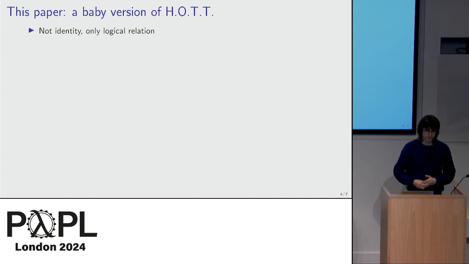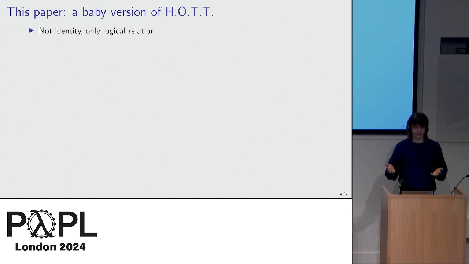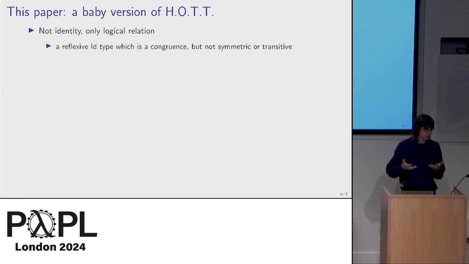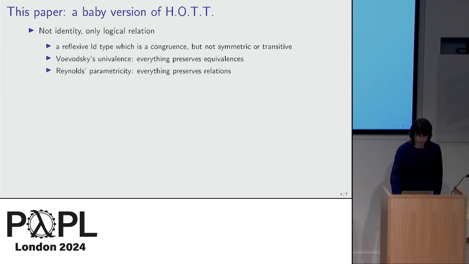So the first babiness is that there's no identity type, okay? There's only a logical relation, which can be seen as like an identity type which is reflexive. It's a congruence, so if A is equal to B, then FA is equal to FB for any F, so everything respects identity, but it's not symmetric, it's not transitive, there's no Leibniz rule, there's no general J eliminator for it. And it can also be seen as a kind of abstraction principle.